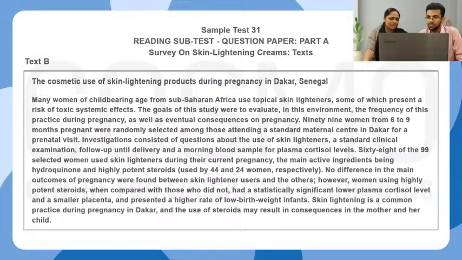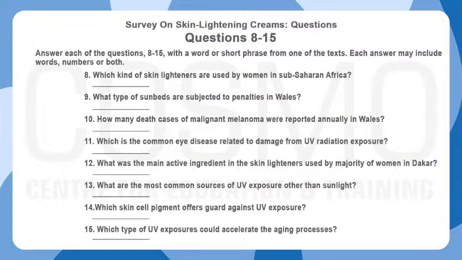Kepler is saying hydroquinone and highly potent steroids. Devinandana also got the same answer. So we will just go to the question quickly, because I think they haven't got the question correctly. Let's read the question once again. What was the main active ingredient in the skin lighteners used by majority of women in Dhaka? Here you have to give preference to the words majority of women. Then find out the answer.